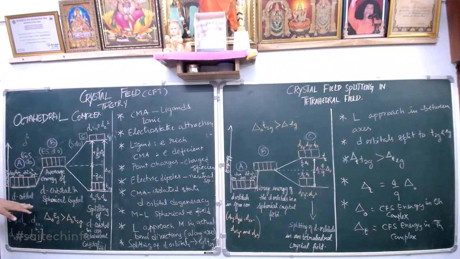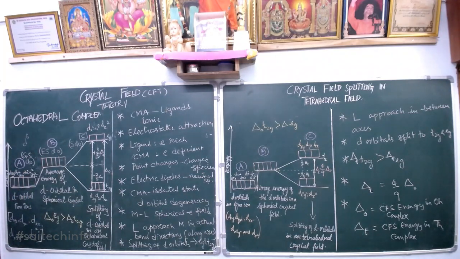Then after the approach of the ligand, when the ligands get close enough, the degenerate orbitals get to an excited state. All these degenerate orbitals are excited together. And what are those degenerate orbitals? dxy, dyz, dxz, dx square minus y square and dz square.